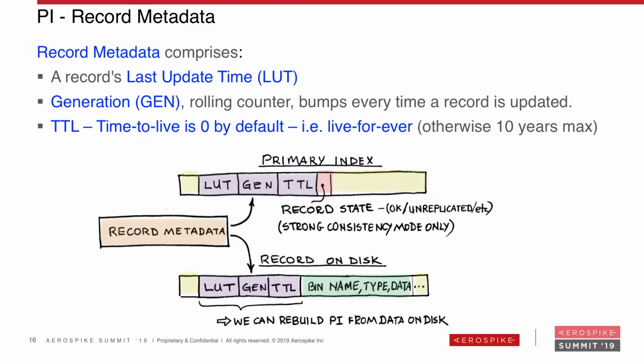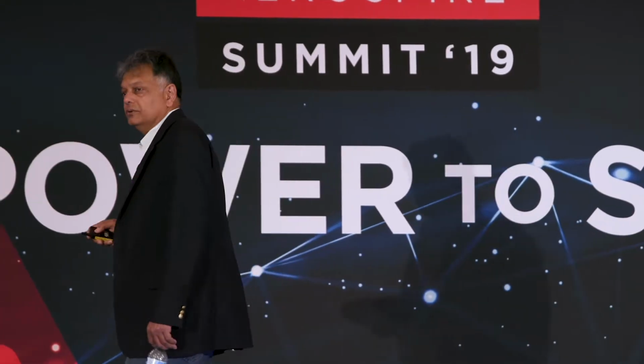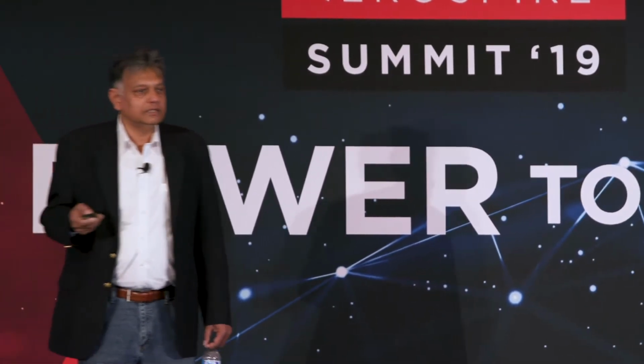About this record metadata, the piece of information we are storing there is the last update time of your record, the generation, it's a counter that we bump every time you update your record. And then there is a time to live, which is by default set to 0, which means your records should not expire or evict. By default, your record should live forever. Now, you have the option to set it to 10 years max if you want the expiration option. But in strong consistency mode of operation of Aerospike, we never recommend that you set your records to expire. You use the default, which is live forever.